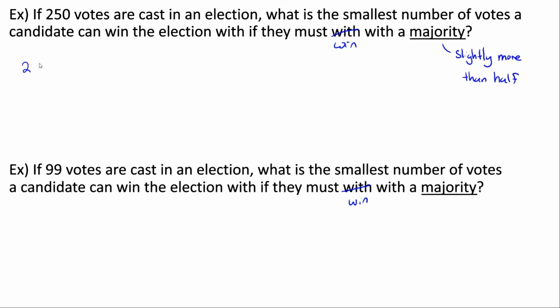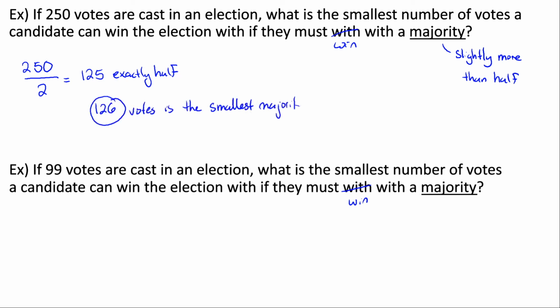What we would do here is take our 250 votes. If we divide this by 2, we end up getting 125. So 125 votes is exactly half. So if a candidate needs to win a plurality election with the majority, slightly more than half would be 126. Let's look at the next example.